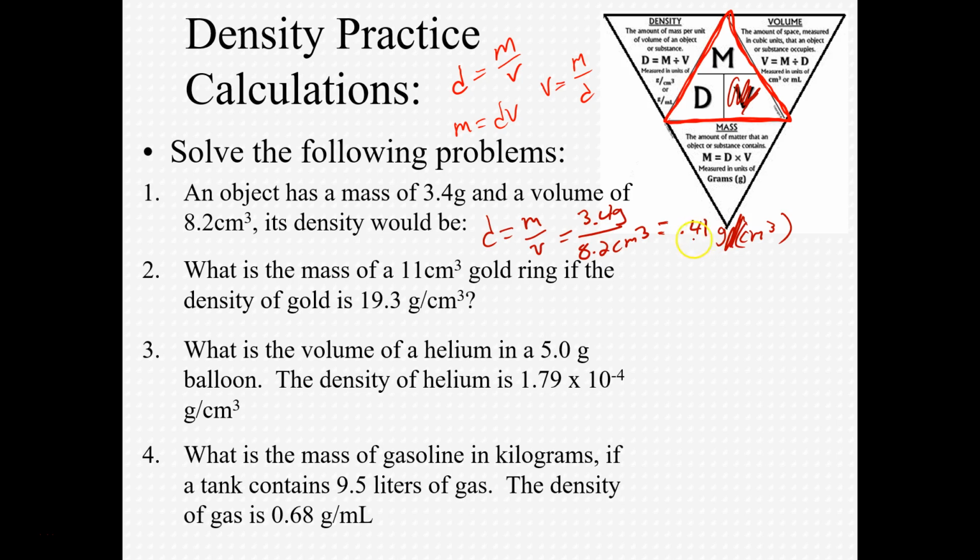And notice that I rounded this to 2 significant figures, because whenever we do multiplication and division, we pick whichever one has the least number of significant figures, which in this case they're both 2. And that's how many significant figures our answer is going to have.